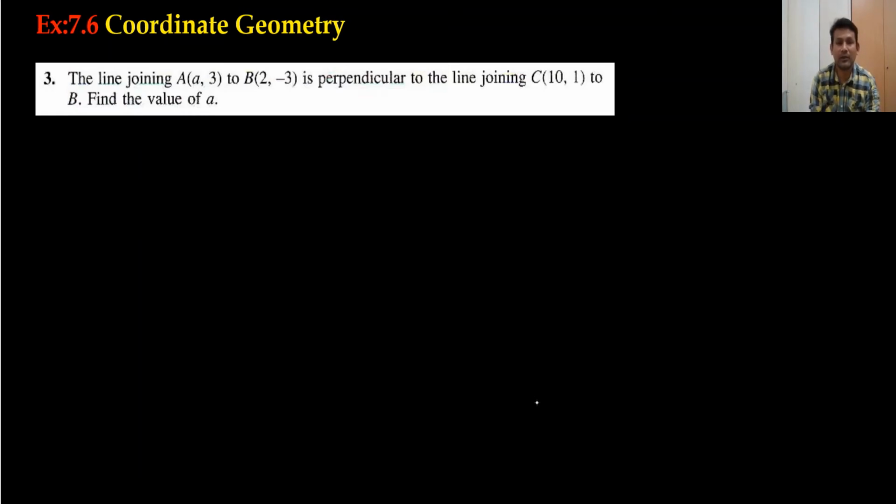Today we are doing coordinate geometry exercise 7.6, question number 3 onward. We have this question: a line joining these two coordinates A to B is perpendicular to the line joining C to B. Find the value of a.